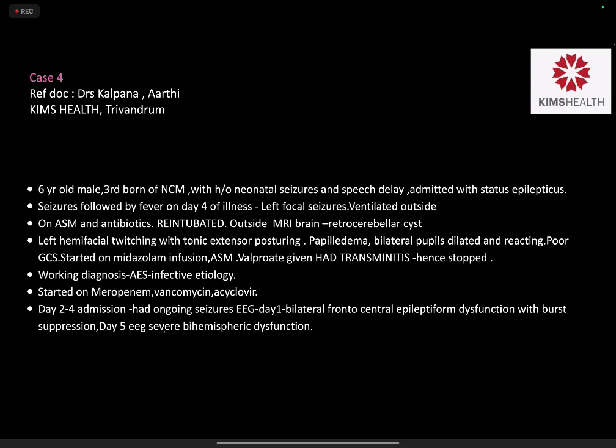Along with the anti-seizure medications, we gave meropenem, vanco, and acyclovir, and MRA was also planned. But he was hemodynamically unstable. He had hypotension, was on inotrope, so he was still just undergoing treatment. EEG initially showed a bilateral frontocentral dysfunction with burst suppression, and later also showed a severe bihemispheric dysfunction.